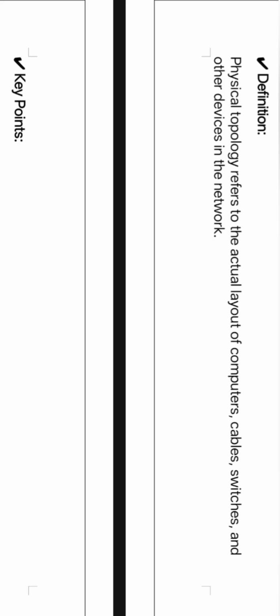Okay, now we see the example. Let us imagine arranging chairs in a classroom. If all chairs are placed in one straight line, then it is a bus topology. If all chairs face one teacher in the center, then it is a star topology. Let us see the technical example of it. In star topology, in an office, all computers are physically connected to one central switch using cables. So this is the technical example of physical topology.